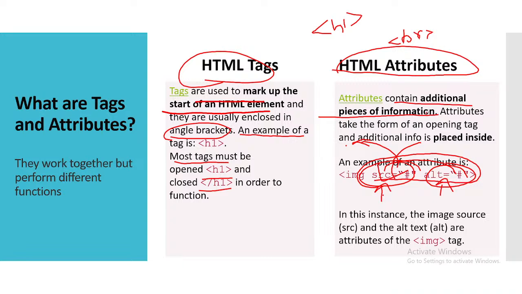Attributes take the form of an opening tag with the additional info placed inside. Tags followed by additional information are known as attributes. In this instance, in the image src we give the path of the image, and alt is the text that will be displayed if that image is not available. Now I'll show you a practical example of how this tag works.